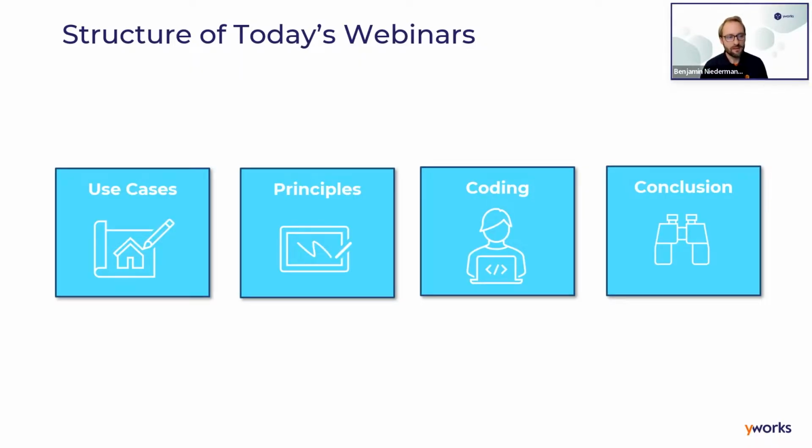This webinar will be structured in 4 parts. First I will discuss the use cases, then the principles of the Cactus Group layout, and then in the third part I will do a coding example showing you how to actually use it with the yFiles library. Finally, I will give you a short conclusion on all of the things that I have explained, and we can also discuss open questions.